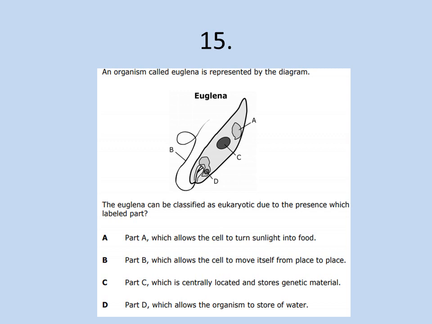Number 15. An organism, called euglena, is represented by the diagram. The euglena can be classified as eukaryotic due to the presence of which labeled part? A. Part A, which allows the cell to turn sunlight into food. B. Part B, which allows the cell to move itself from place to place. C. Part C, which is centrally located and stores genetic material. Or D. Part D, which allows the organism to store water.